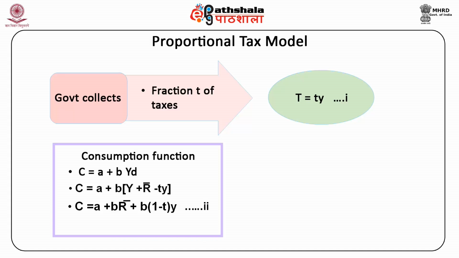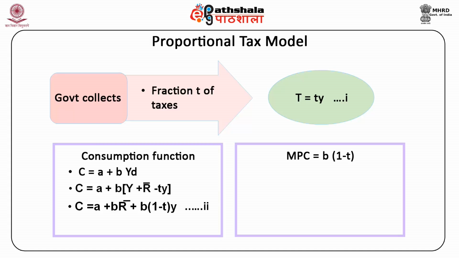While the marginal propensity to consume out of disposable income remains B, now the marginal propensity to consume out of income is B into 1 minus T, where 1 minus T is the fraction of income left after taxes.